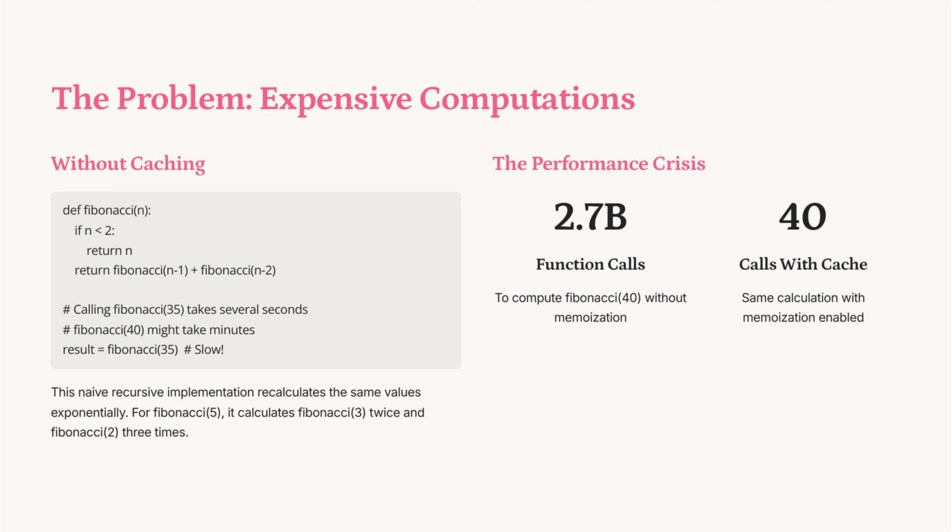The naive recursive Fibonacci function recalculates values exponentially, leading to inefficiency. For instance, computing Fibonacci 40 without caching results in 2.7 billion function calls, taking minutes. This performance crisis arises because Fibonacci 3 is calculated twice and Fibonacci 2 three times, highlighting the need for optimization.